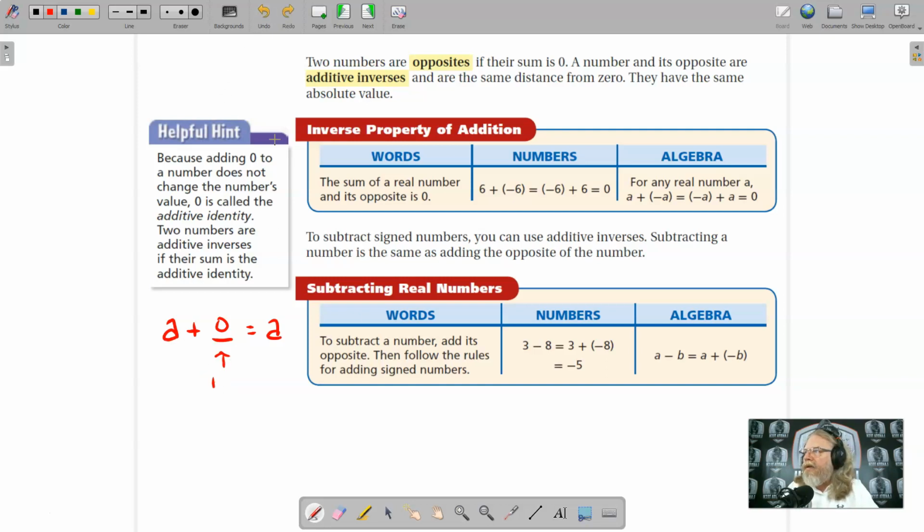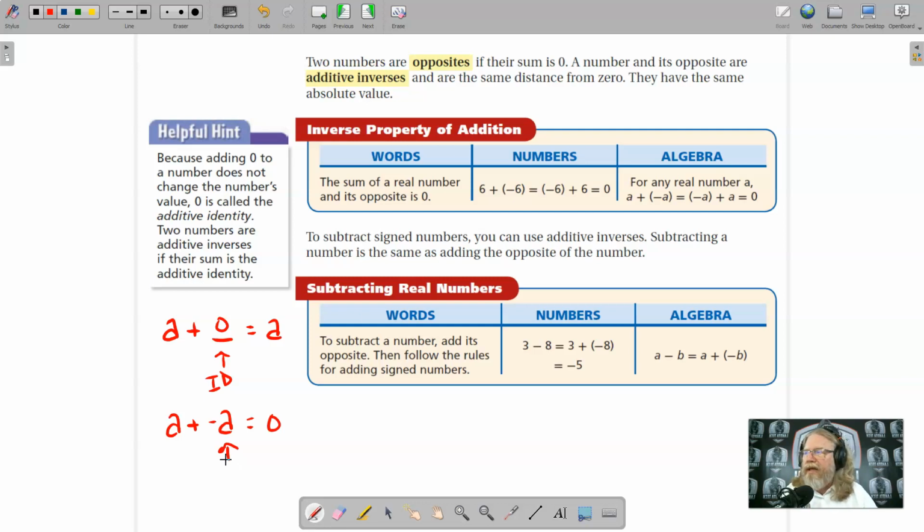Just put ID for identity property. Now, the identity property is 0. So if I have A, what do I have to add to A to get back to 0? I have to do the opposite of A. A plus negative A is 0. And that means that this is the inverse property. If anything gets you back to an identity, it's called the inverse.